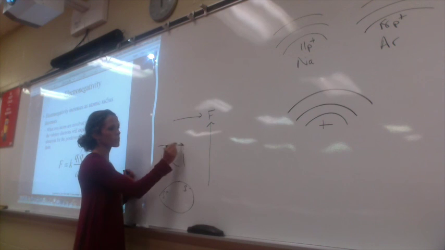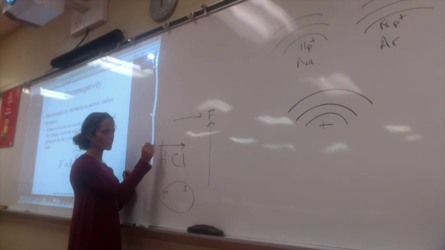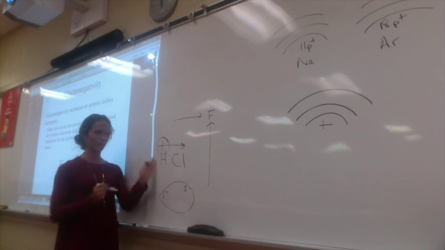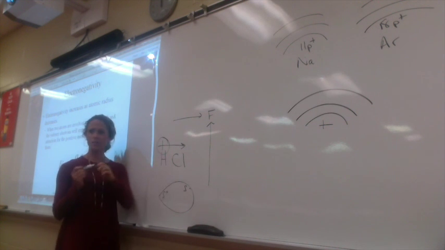Another demonstration is when you draw it like this. When you put this little hash here, it's indicating that this one's positive on this side. And then the arrow points to the more electronegative one.